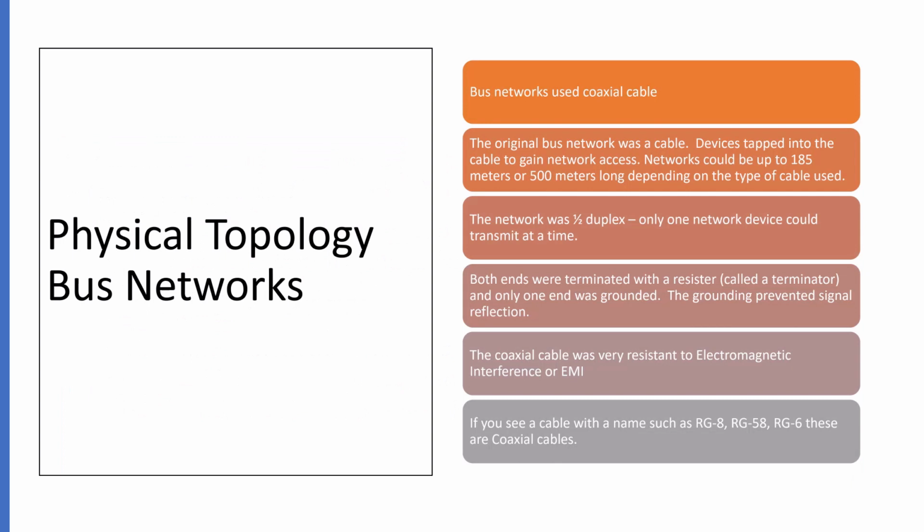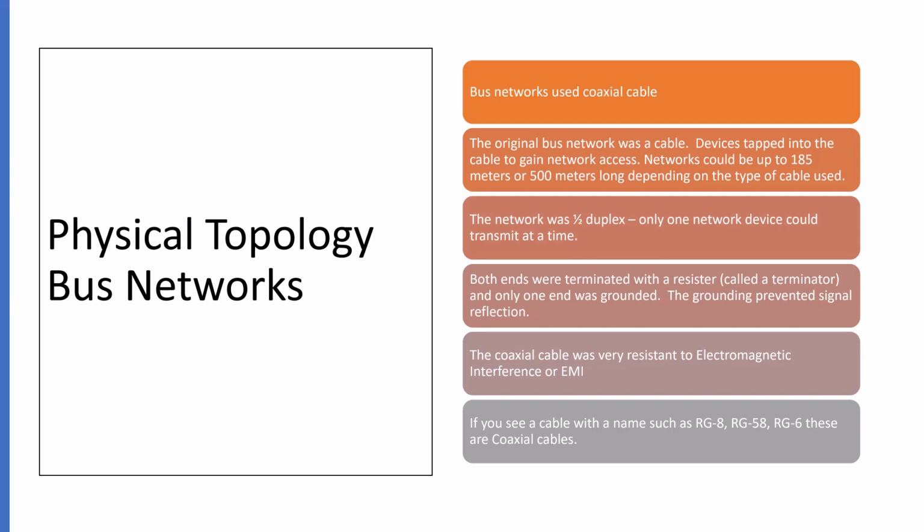The network was a half duplex technology, so when we talk half duplex, we're saying one device on the network can transmit at a time. So one device transmits, the other devices receive. When the first device finishes its transmission, its Ethernet frame, another device could then transmit its frame. So only one device at a time.